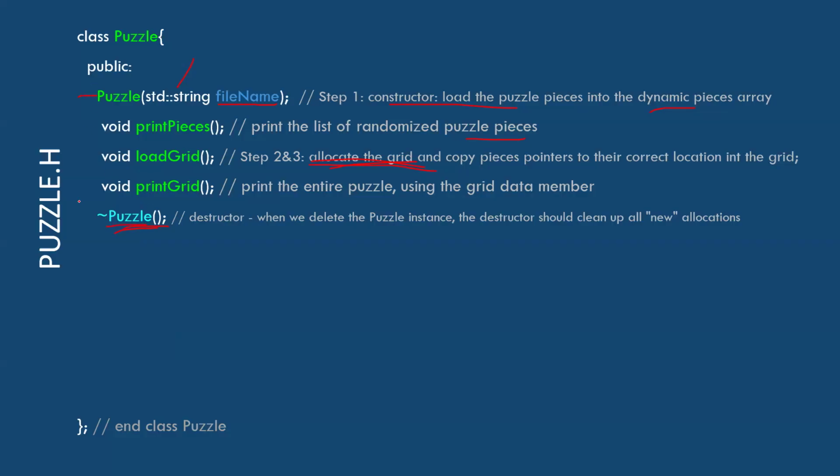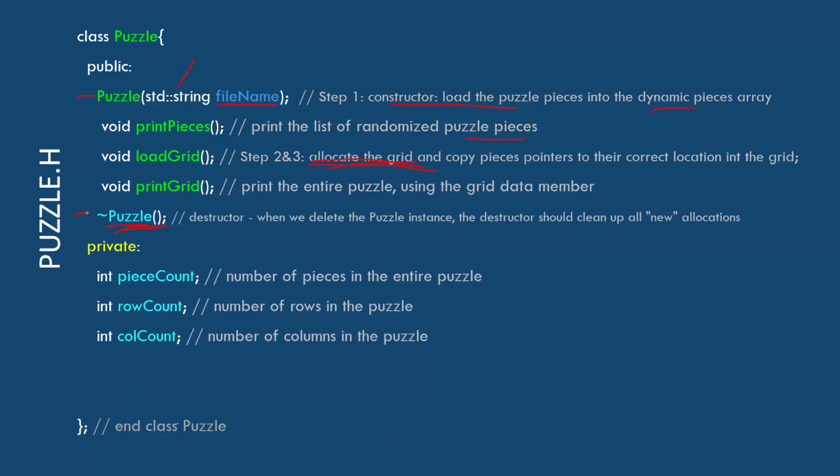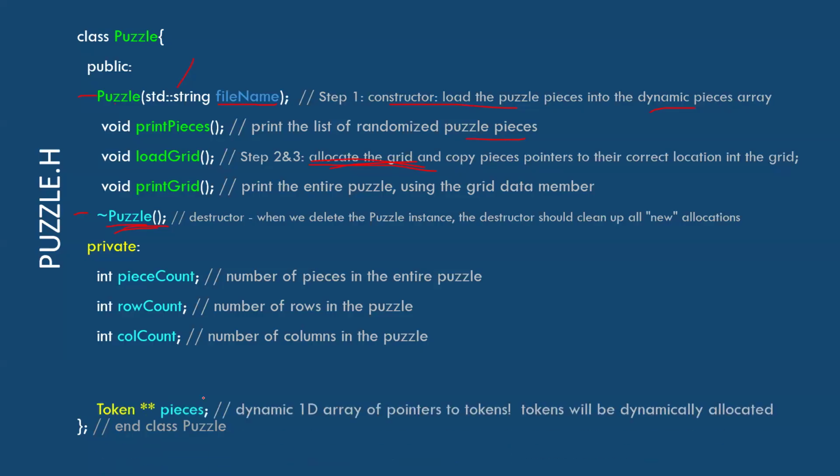So it's like creation and destruction. Okay, so that's the first time we'll be doing that. So there's our piece count, row count, and column count, all set by the constructor. Those things have to be initialized by the constructor. If you get this wrong, your whole program is going to be pretty destabilized.